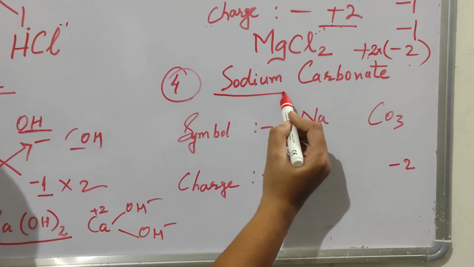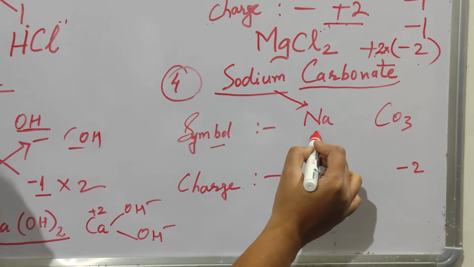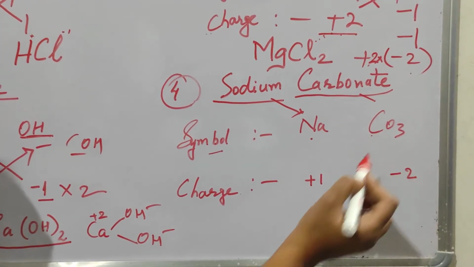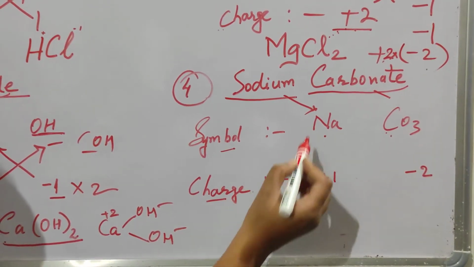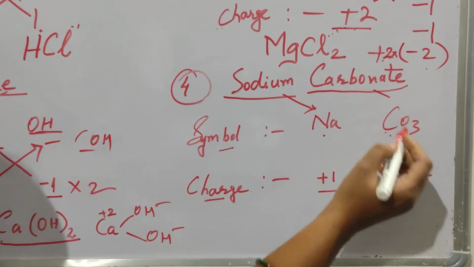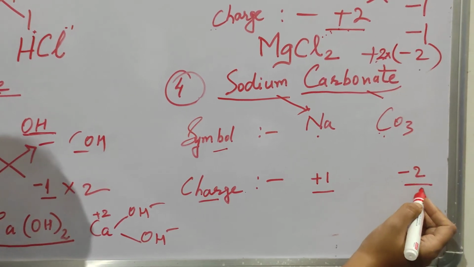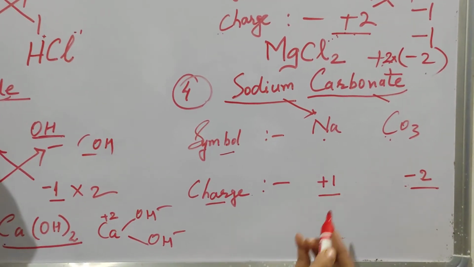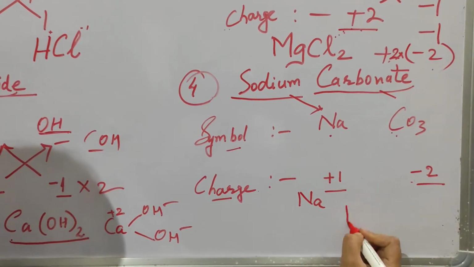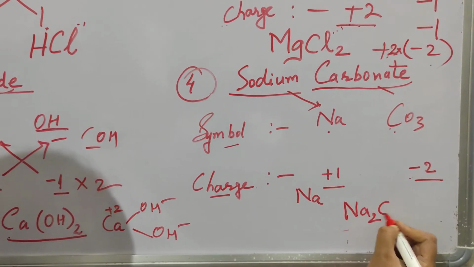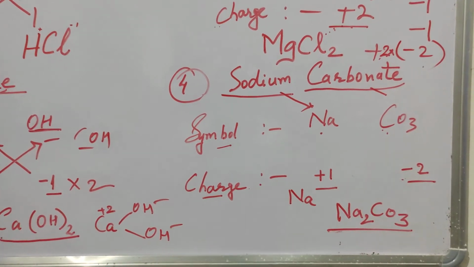Now, my fourth example is sodium carbonate. Symbol for sodium Na, carbonate CO3. Again, carbonate is a polyatomic ion. Charge: sodium plus 1, CO3 minus 2. So here the thing gets reversed. On the right hand side it is minus 2. So what we have to do is simply take one more Na and make it satisfied. And your answer will be Na2CO3, and this is the sodium carbonate formula.